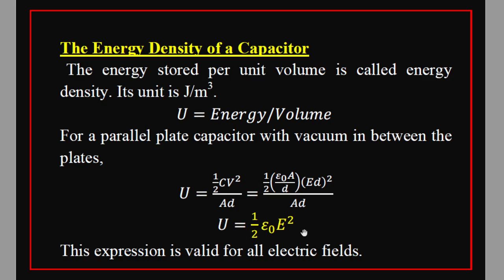That is, whichever type of electric field we look at, the energy stored per unit volume of that electric field will be half epsilon 0 E square. It is called energy density. It will be measured in Joule per meter cube.